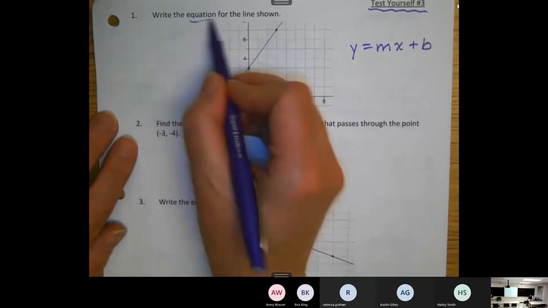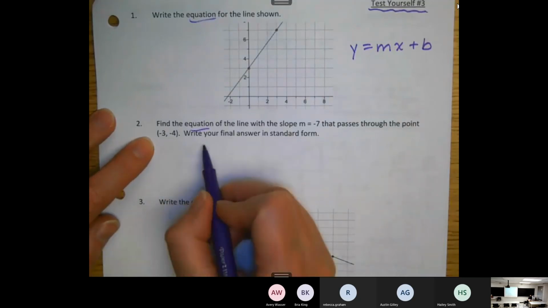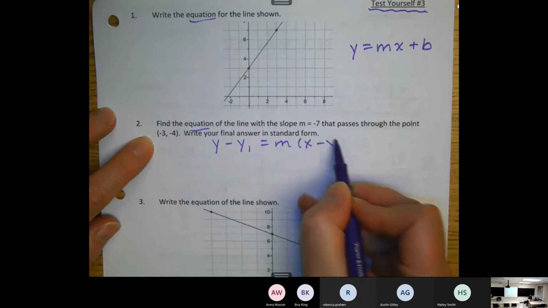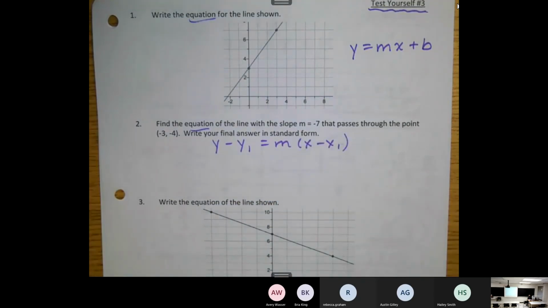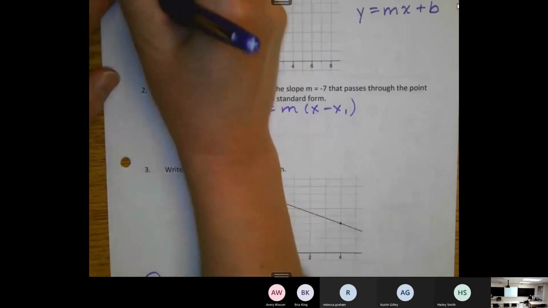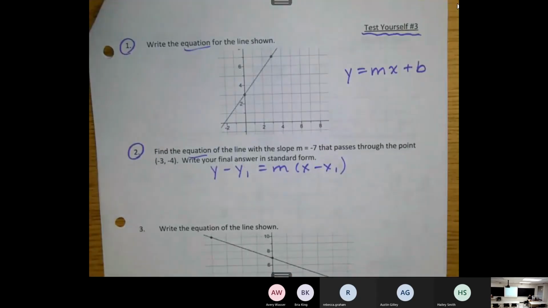Number 2 is also asking us to write an equation, but this time we do not have the y-intercept, so that'd be a better one for y minus y1 equals m times x minus x1. And then down at number 4, we have a chance to try one of those 3-second graphs where we use the slope and the y-intercept. So let me give you a few minutes to try number 1 and number 2, and then we'll jump down to number 4. Maybe we don't start with number 1, so we can compare answers in a few minutes.